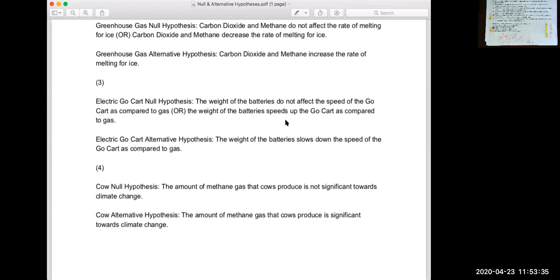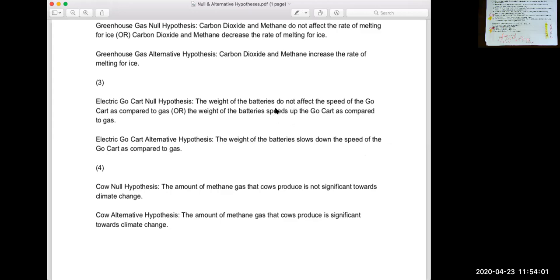The way the batteries speed up, the way the batteries slow down. This is okay. That would be a one-tailed test. Even though I'm struggling visioning this in my head, the way the batteries slow down, so we want to see that the speed is going to be less, but here we see the batteries speed up.